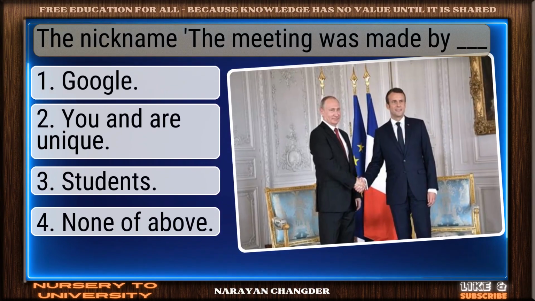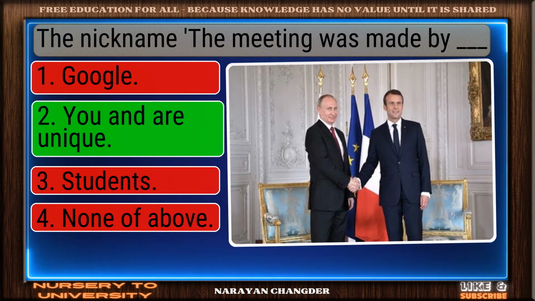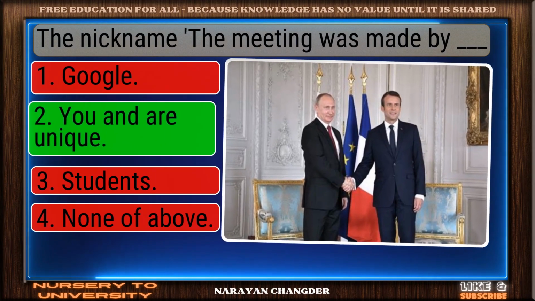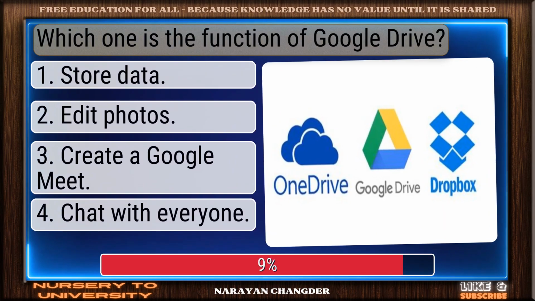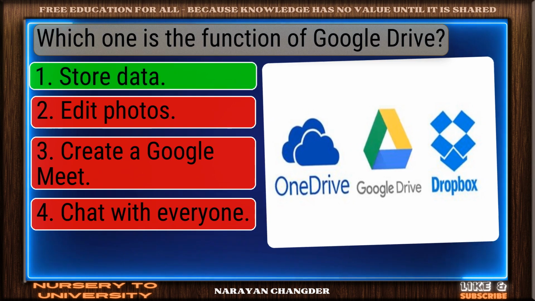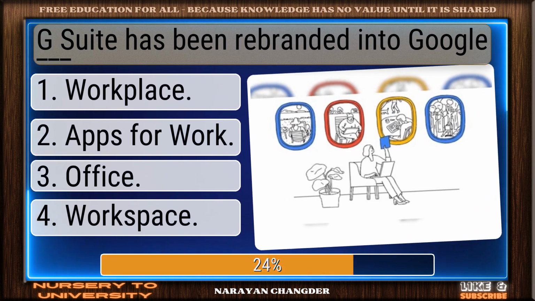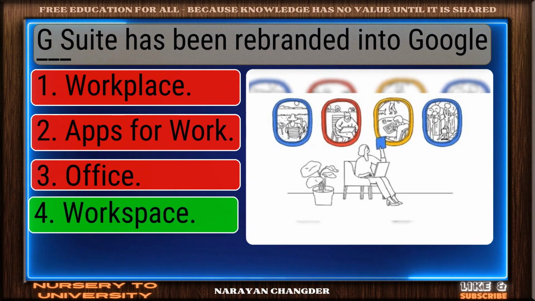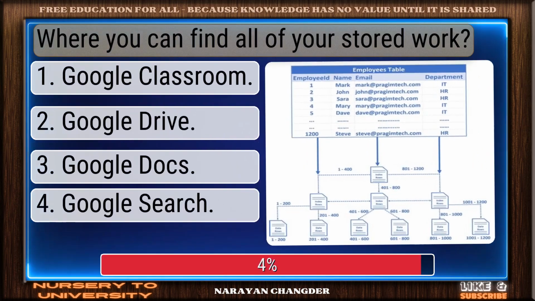The nickname the meeting was made by Dash. Nice selection. You and are unique is the correct and valid answer. Which one is the function of Google Drive? You got it. Your choice store data is right. G Suite has been rebranded into Google Dash. Perfect. Workspace is the correct choice, where you can find all of your stored work.